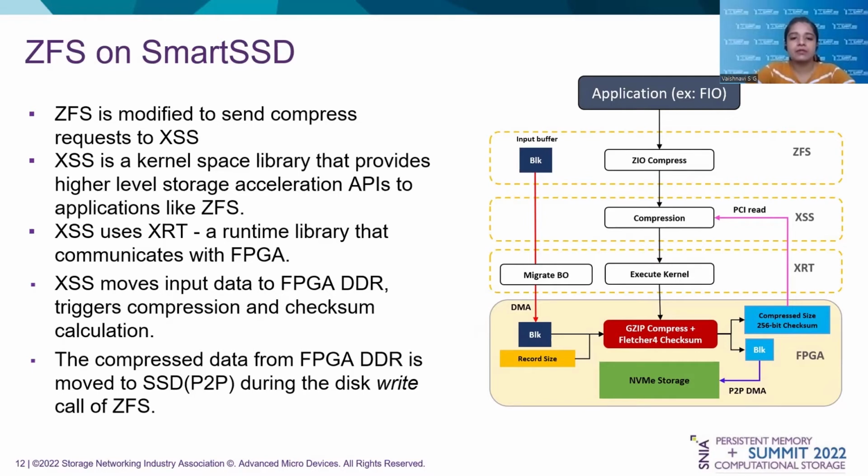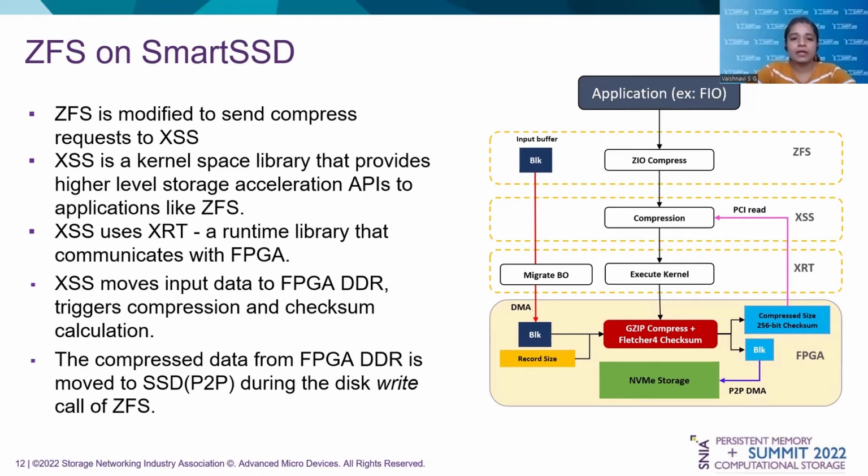XSS allocates another buffer for the compressed data. This buffer only exists in the FPGA DDR because in the P2P flow, the data need not be moved back to the host. XSS then creates a command packet that specifies the addresses of input and output buffers and triggers the HLS GZIP compression kernel and then waits for the completion. Once the kernel finishes the operation, the compressed data is available in the output buffer.